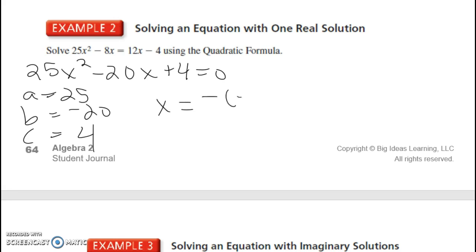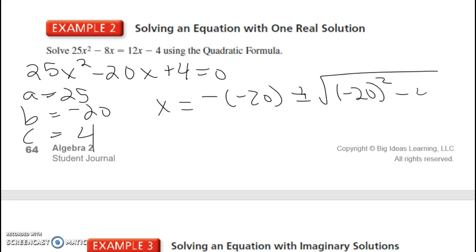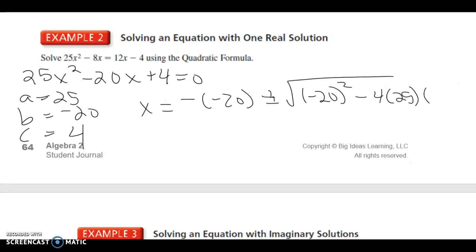So we have negative b, which is negative 20, plus or minus square root b squared. Notice I always use parentheses when plugging in. Minus 4 parentheses a times c. All of this over 2a.